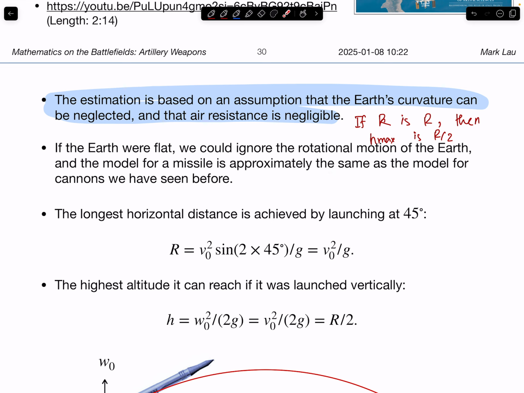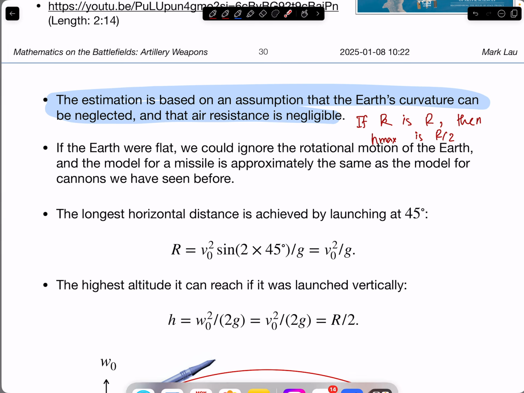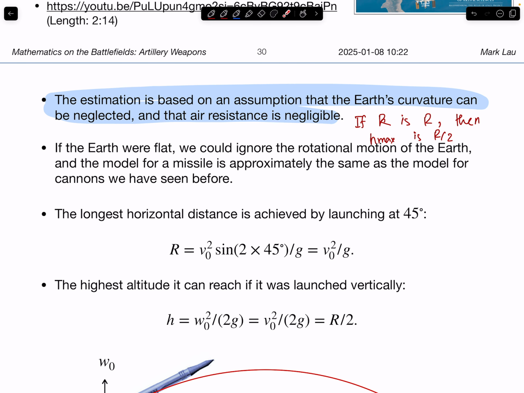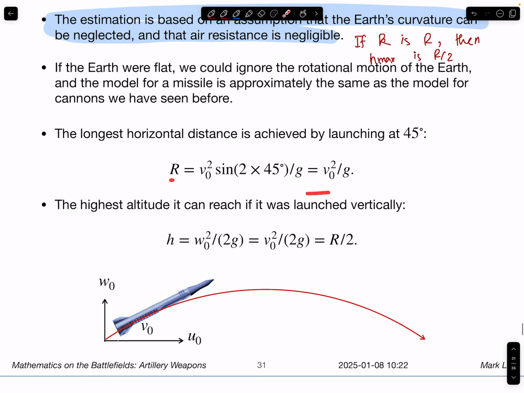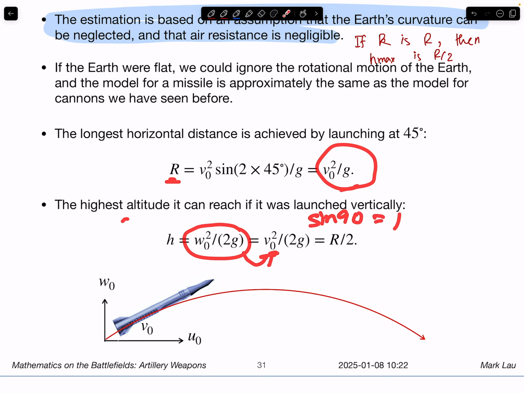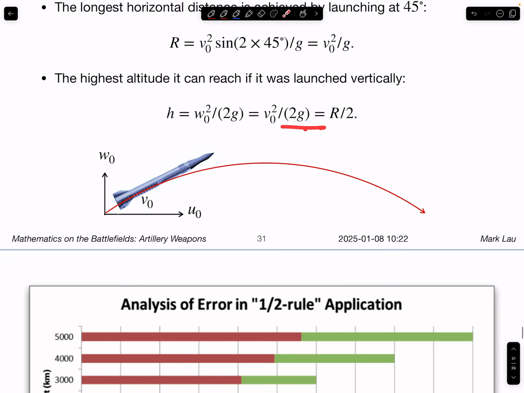The longest horizontal distance is achieved by launching at angle 45. So basically, this is the general derivation of the statement. The maximum distance is v square by g. The highest altitude is given by this formula, and if it was launched vertically, then sine 90 is 1. Therefore we can just write the altitude equals v square by 2g. Okay, got it.